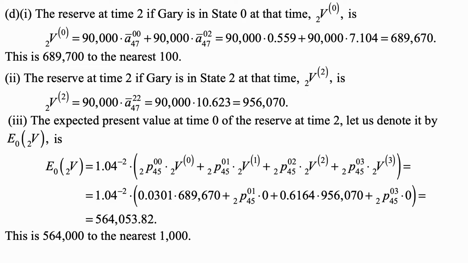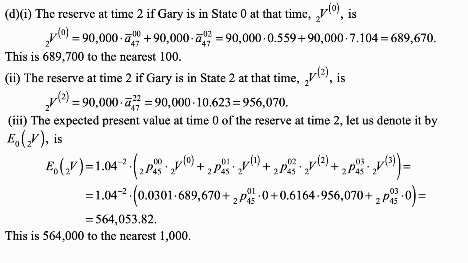And part 3, the expected present value at time 0 of the reserve at time 2, that is denoted by the expected value at time 0 of 2V, is the discount factor over 2 years, to bring it back, and then with each of the reserves that are possible, multiplied by the probability of being in the situation of holding that reserve. However, the reserve in state 1 is 0, the reserve in state 3 is 0, so we only have the 2 reserves multiplied by the probabilities of being in those states, state 0 and state 2, and the 2 reserves we calculate. We multiply all of these out, add them up, and we have the answer.